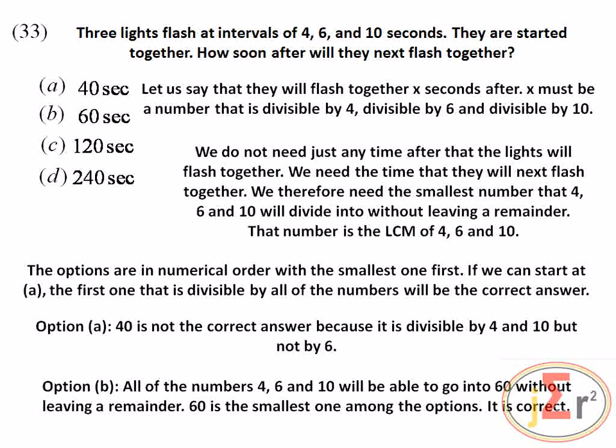Option B. All of the numbers 4, 6, and 10 will be able to go into 60 without leaving a remainder. 60 is the smallest one among the options. It is correct. So after we have eliminated the 40, 60 is the smallest one that remains. And since the numbers can all divide into 60 without leaving a remainder, we need not go to the others because we actually need the smallest one that all those numbers can divide into without leaving a remainder. So that is our correct answer, option B.